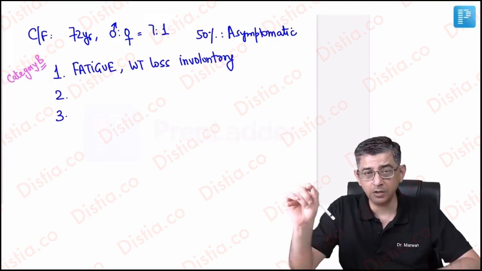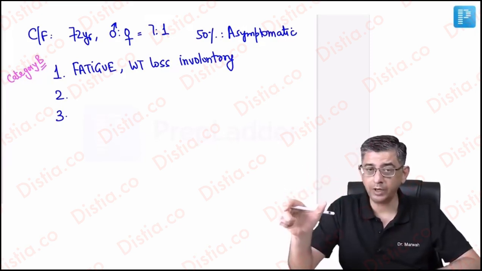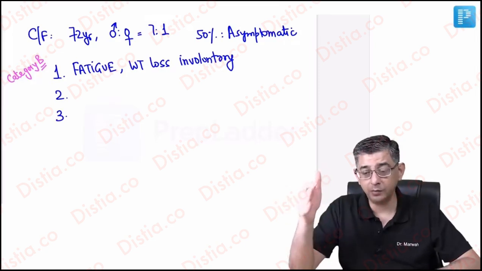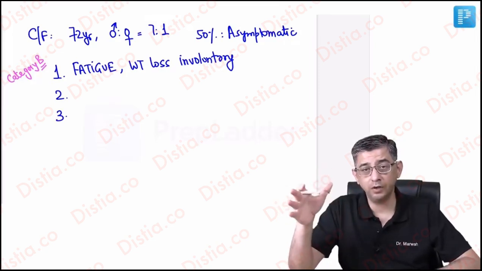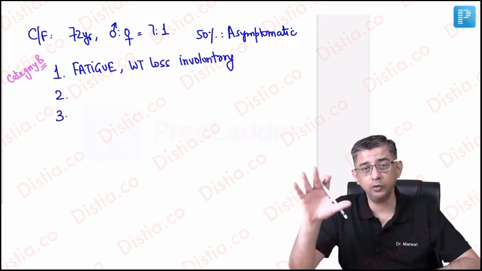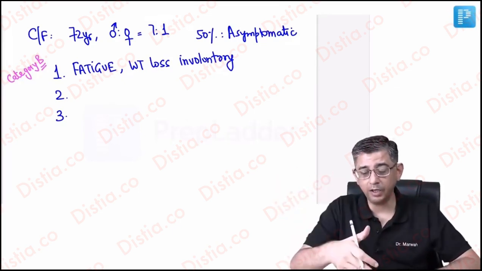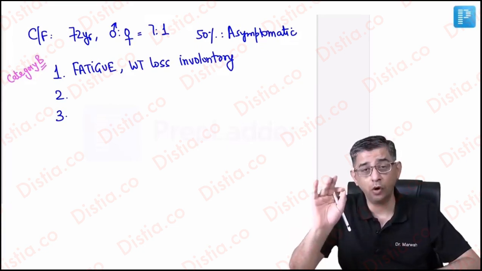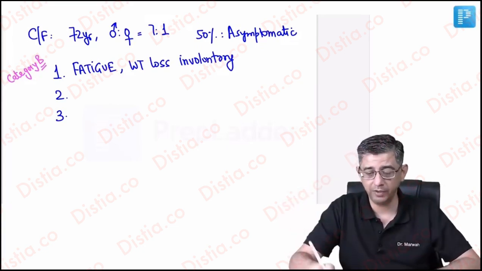IWL, involuntary weight loss. If you read the chapter, it's a separate chapter in Harrison, volume 1, and it is mentioned in the first 2 lines of involuntary weight loss. It is 5% of weight loss over 6 months. But if he says category B, it's going to be 10% to call it a substantial or significant weight loss.